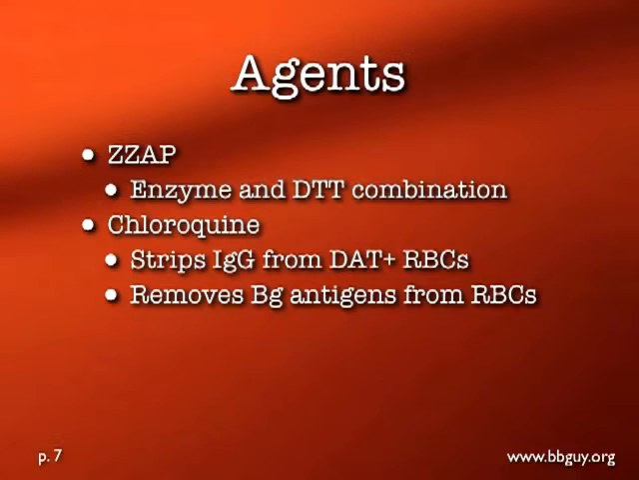Chloroquine is used sometimes, primarily in reference labs. It's used to strip IgG from DAT positive red cells. That's most commonly used when someone has a positive DAT and you're trying to tell what their actual phenotype is. Perhaps you're trying to figure out how to transfuse them. Well, you can use chloroquine to get that IgG off of the surface of those coated red cells. It also removes some residual HLA antigens, called the Bg antigens, from the surface of red cells.